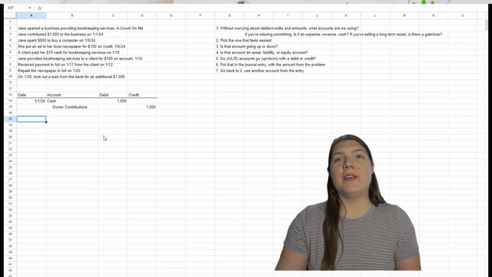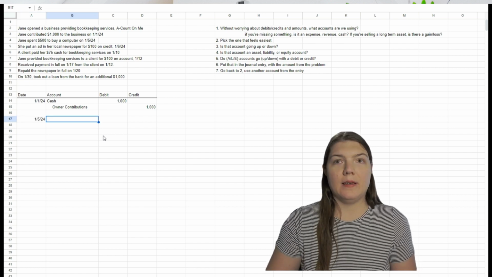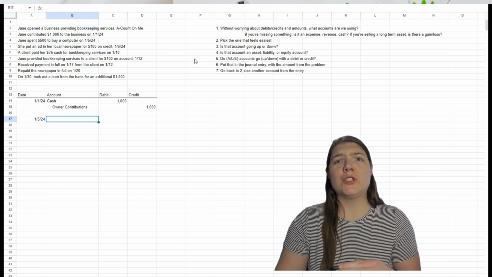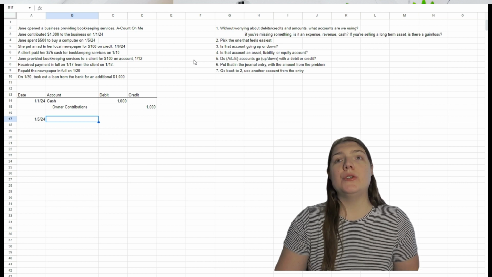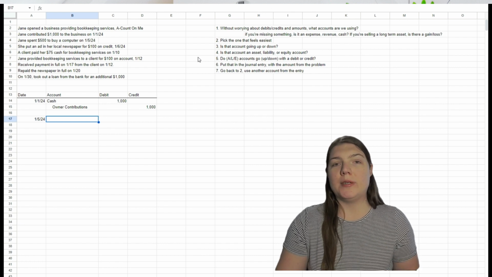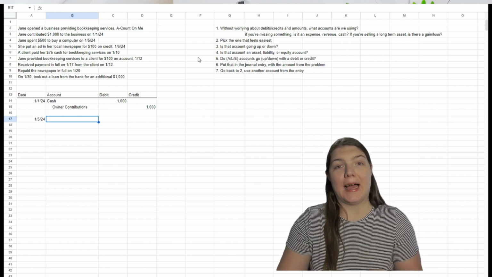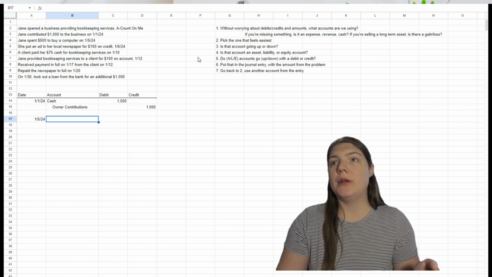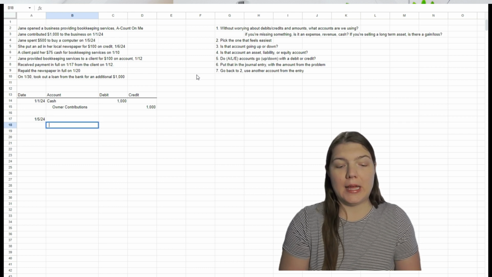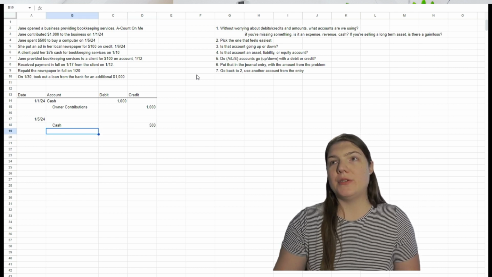Next one, Jane spent $500 to buy a computer on January 5th, 2024. So we put the date in, and again, what accounts are we using? Well, she spent $500, so that's cash, to buy a computer, so that's the account of computer. The one that feels easiest is always going to be cash for me if it's there. Is cash going up or down? Cash is going down because we're using it to buy a computer. Cash is an asset, and assets go down with a credit. So I'm going to skip a line, indent, and put our cash down here for the $500.